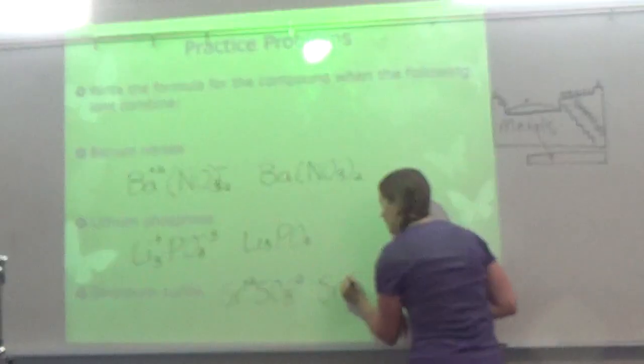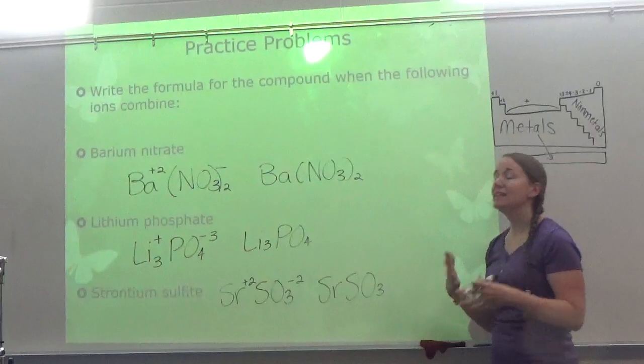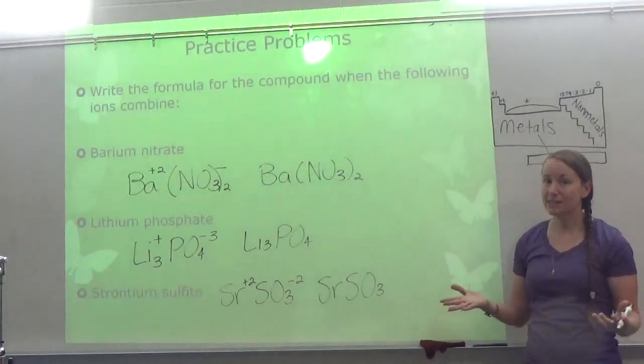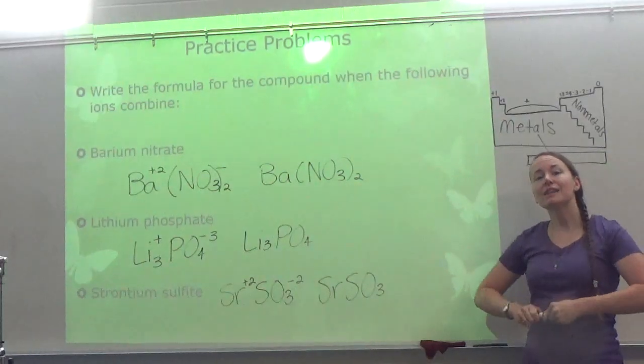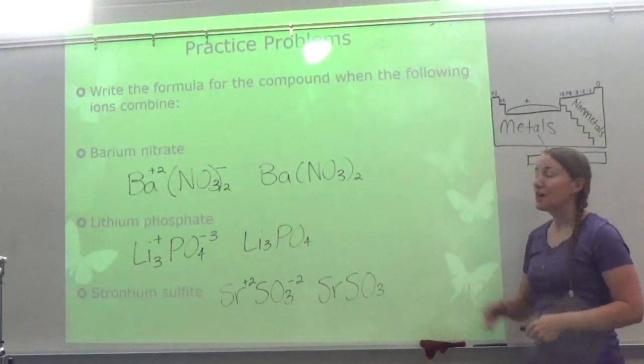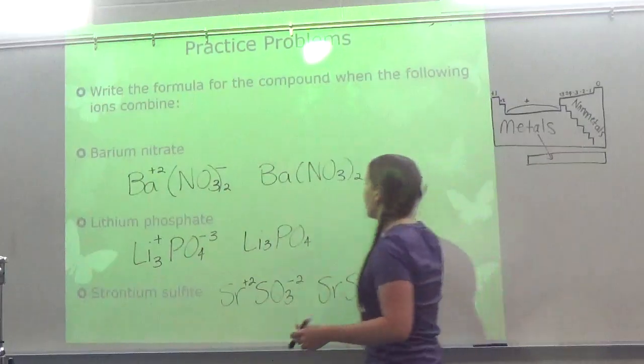Remember, we only cross to make the charges cancel out and balance. If they already cancel, we don't need to cross because otherwise we're not at the lowest whole number ratio. All right, so hopefully you at least got a couple of those right, if not all 3.